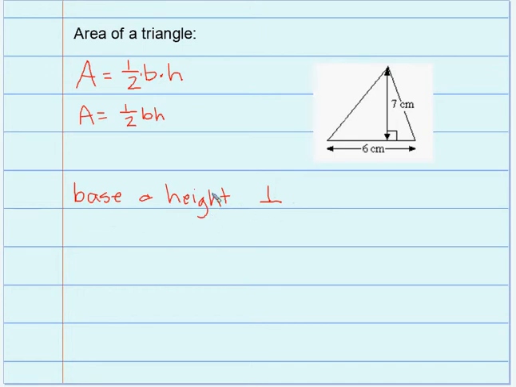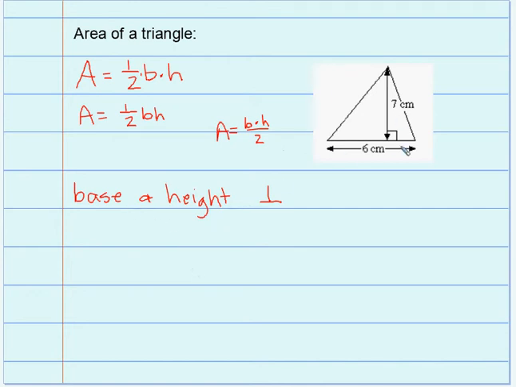Okay, you may have worked with this formula before, where it was area equals base times height divided by 2. Okay, that's fine too, but sometimes it's easier when you have the fraction, that you can see some things that you can do than when you're just dividing by 2.